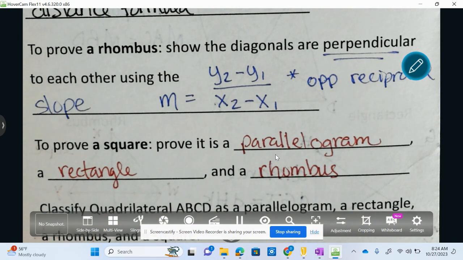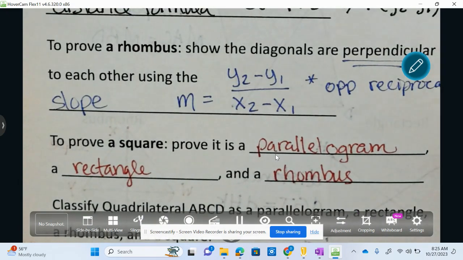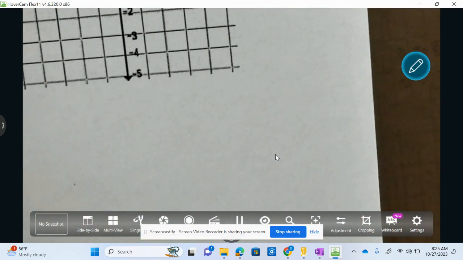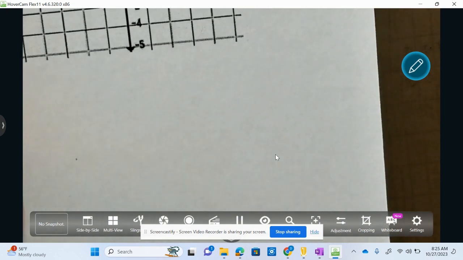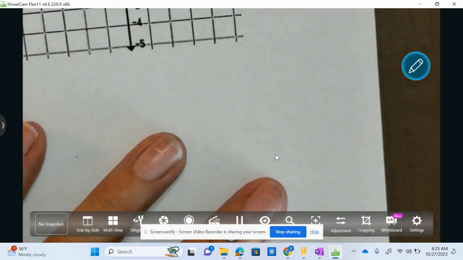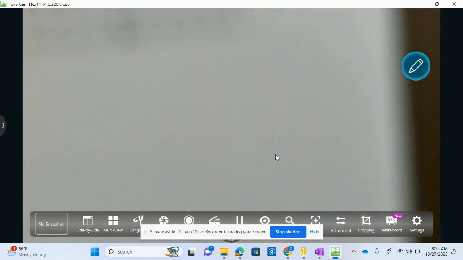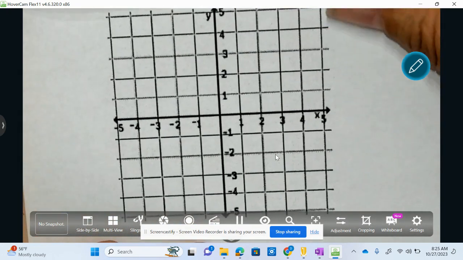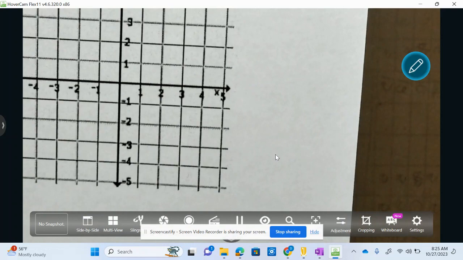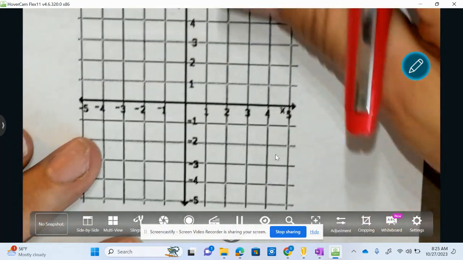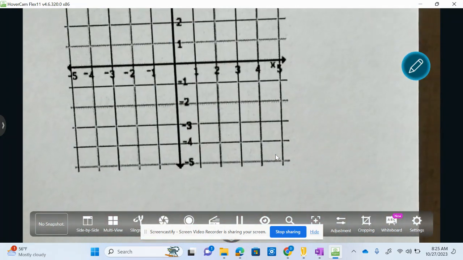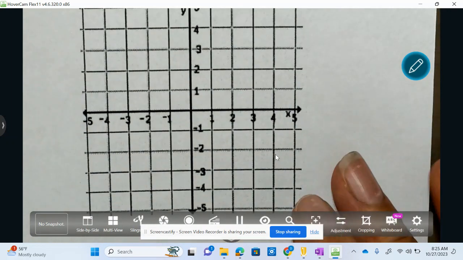All right. So once you're done with that, flip it over or open it up all the way. We're going to look at the next page. So we are going to plot the points to this quadrilateral, and we're going to prove that it's some specific type of parallelogram, right? So the first thing that we're going to do is plot the ordered pairs. Is everybody good to go to that next page? Okay. So let's start plotting our points.